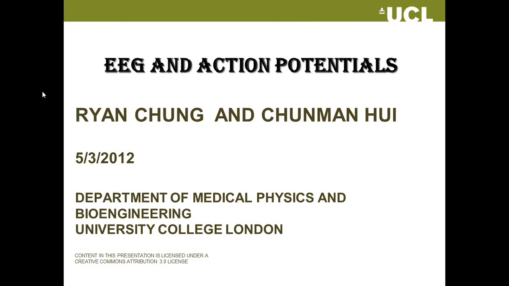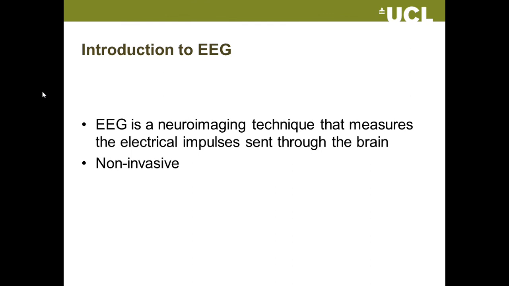Going to talk about EEG and action potential in the brain. EEG is a neuroimaging technique that measures the electrical impulses sent through the brain. It is a non-invasive way to measure the amount of electrical activity that can be detected on the head. To understand how EEG works, we need to know some basic electrical physiology of the human brain.